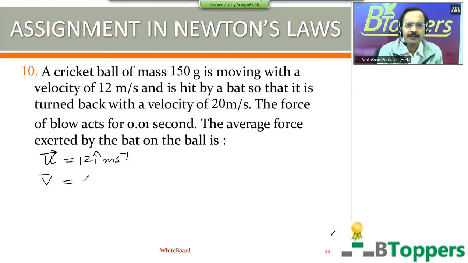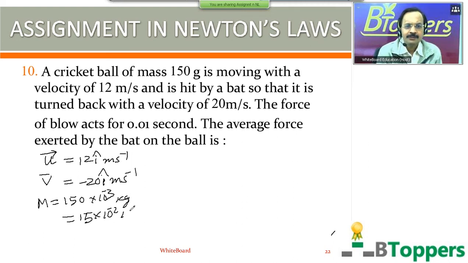So in vector form, the initial velocity of the ball before it is hit by the bat is 12 i cap meter per second. The final velocity after it is hit by the bat will be minus 20 i cap meter per second. The mass of the ball is 150 grams, so 150 into 10 power minus 3 kg, or 15 into 10 power minus 2 kg.